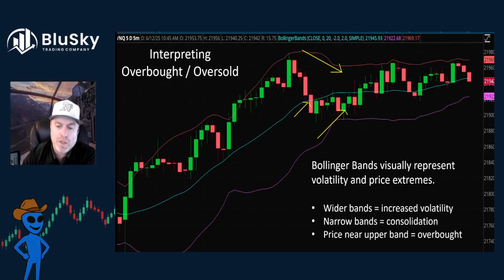Now, what the Bollinger Bands do is they widen. That shows you increasing volatility. As they narrow, coming into that squeeze, that shows you decreasing volatility and thus consolidation.